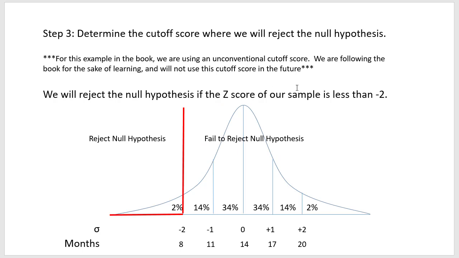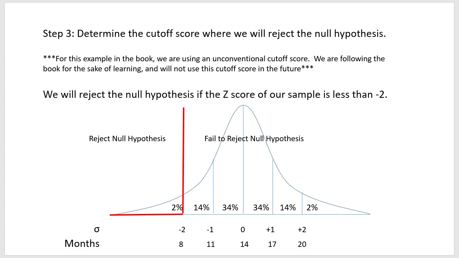Step number 3 is to find a cutoff score where we will reject the null hypothesis. The cutoff score is the z-score on our comparison distribution where we will determine if our result is significant. We are going to use a cutoff z-score equal to -2. Something that you will need to understand is that -2 is not what we call a conventional cutoff score. We're using a z-score cutoff of -2 for the sake of the example to make it a little bit neater.